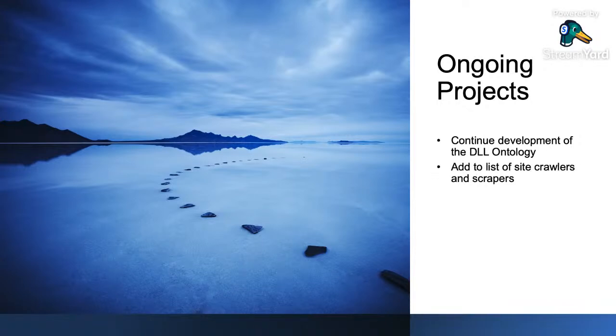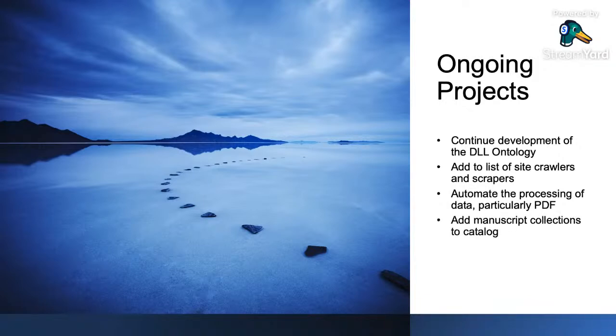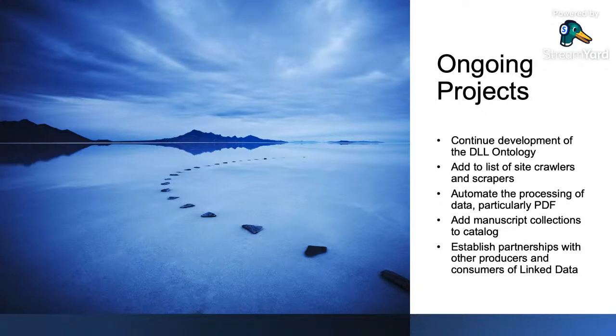We need to add to our list of site crawlers and scrapers and work on better synchronization with other projects. Automate the processing of data, particularly PDF data, as I mentioned, and add manuscript collections to the catalog. I think this is actually going to be a reasonably easy thing to do, mostly because many manuscript collections are already using TEI XML to catalog their manuscripts. And we also want to continue working on establishing partnerships with other producers and consumers of linked data.